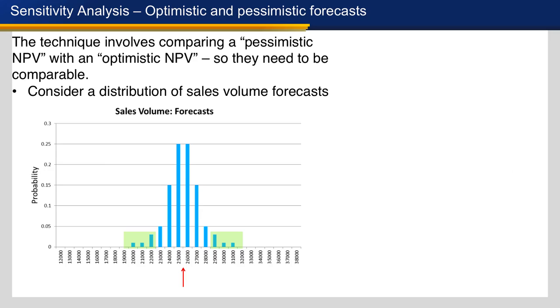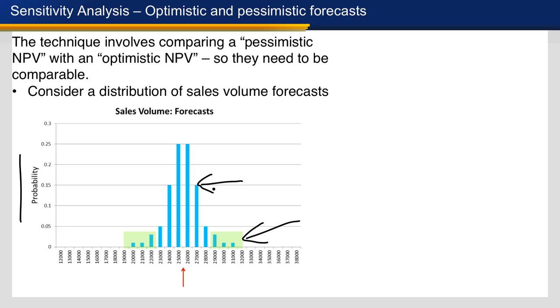What we have here is a probability distribution which simply plots each outcome that could occur for sales volume against the likelihood of it occurring. So for example, the likelihood of achieving sales volume of 27,000 units per annum is equal to 15%.